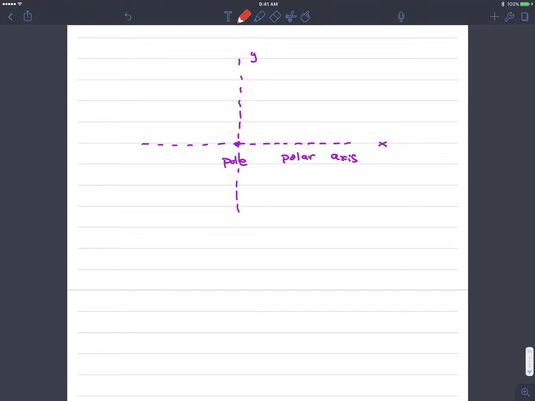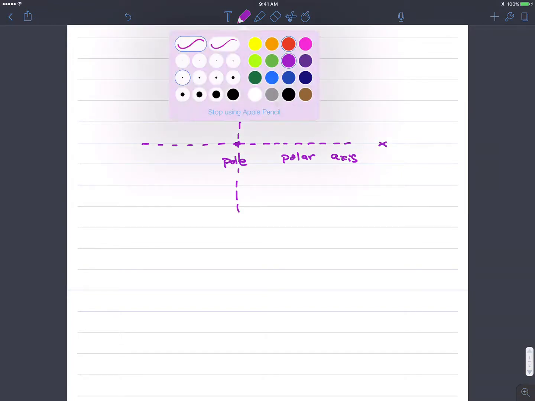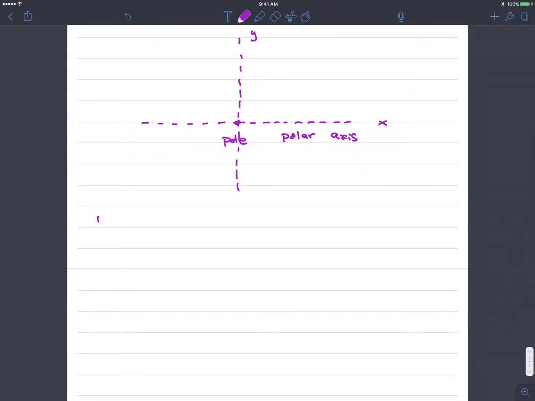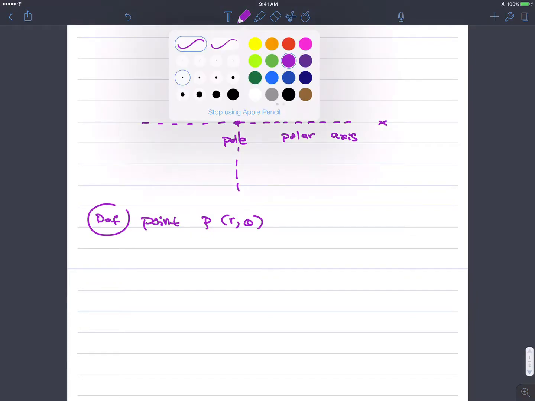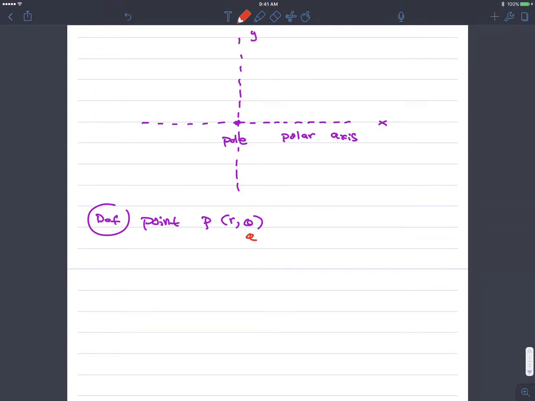Okay? So let me give you a definition of a point in polar. This is any point, sometimes we call that point P. And point P is defined by two values, r and what? Theta. Okay? R and theta. Now, this theta angle, we're going to consider a system where we rotate counterclockwise, and if we do, theta is positive, just like we've been doing.